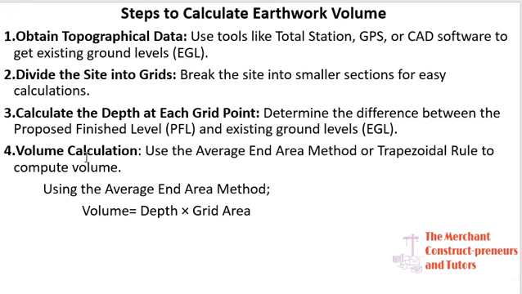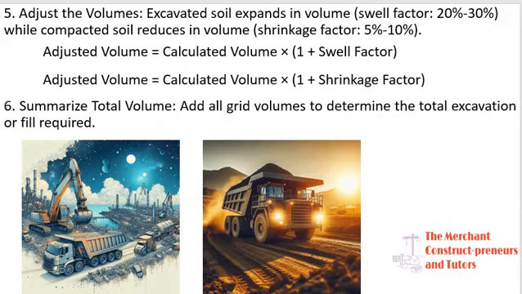Now the next one is the volume calculation. Now there are different methods. Either you use the average end area method or the trapezoidal rule to compute the volume. So here we are using the average end area method, and it's just the formula: volume equals area times depth, or length times breadth times depth. So depth times the grid area. So the next step is to adjust the volumes.